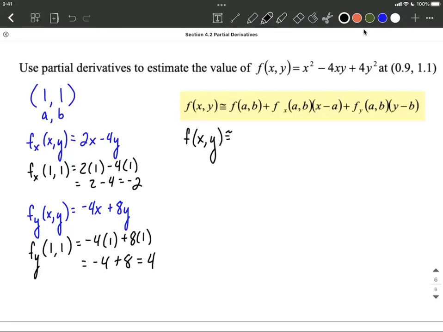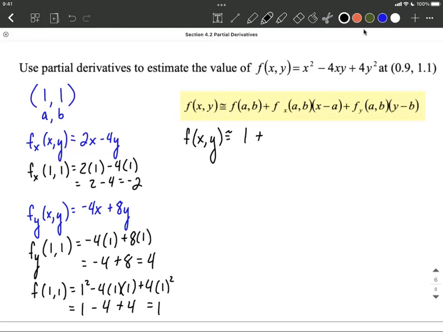All right, so our formula now for estimating this value is going to be f of xy is approximately f of ab. We haven't figured that out yet, so that means we're filling into the original function with 1, 1. So f of 1, 1 is going to be 1 squared, replacing the x with a 1, minus 4 times 1 times 1, since each of the x's and y's in that middle term get replaced with 1, plus 4 times 1 squared at the end. That'll be 1 minus 4 plus 4, which happenstance works out to be 1 as well. So 1 is going to get filled in for f of ab.